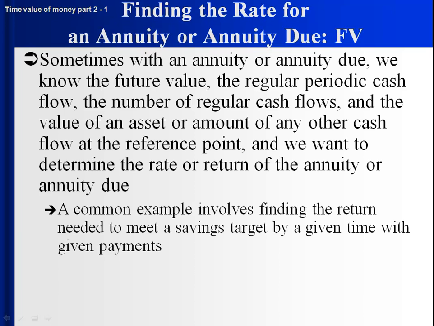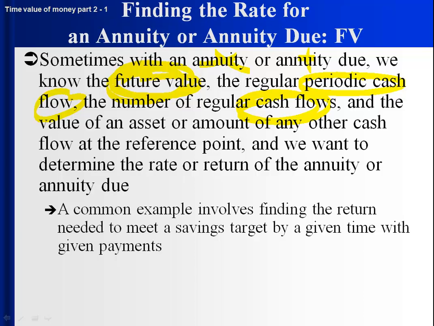So sometimes we've got an annuity or annuity due, meaning we're going to be making regular savings payments. We know the future value, so we know our investment goal. We know what the amount is that we're going to be saving at regular intervals, and we know the number of regular cash flows. So that means we also know when we need to meet this goal and how many of these we're going to be saving, and annuity or annuity due, whether we start immediately or in one period.